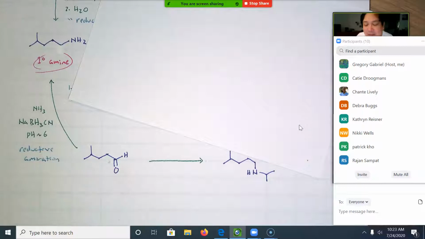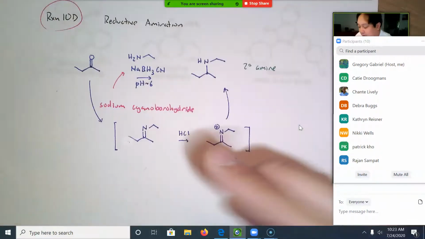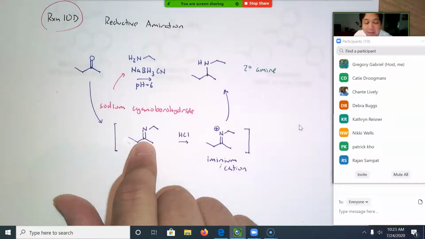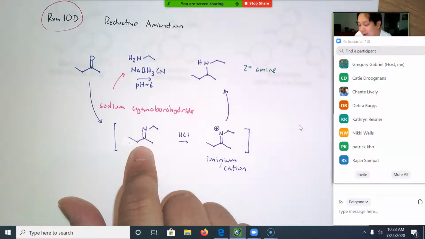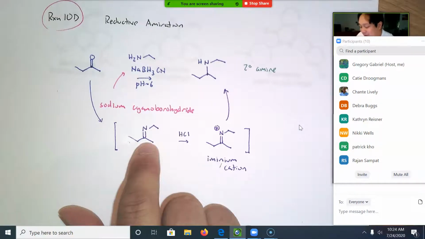I know that's a lot of steps. We didn't really go over the mechanism, but I showed you the intermediate. See, you're making an imine. If you don't know what an imine is, then, well, you didn't watch the videos.